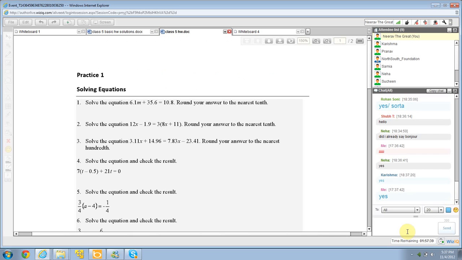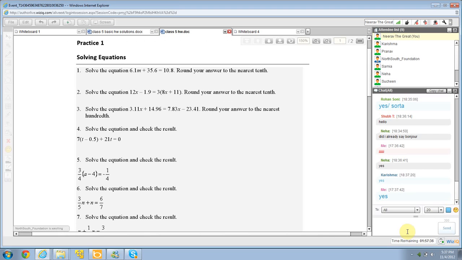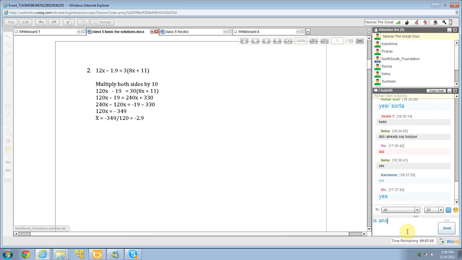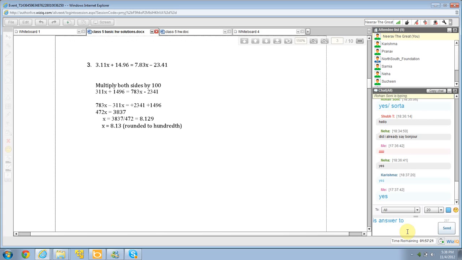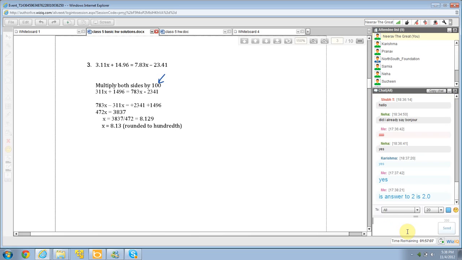Solve the equation 3.11x plus 14.96 equals 7.83x minus 23.41. Round your answer to the nearest hundredth. Now we're moving from tenths to hundredths. Since we're working with two decimal places, we'll multiply by 100, so that there are no decimal places. You have 311x plus 1,496 equals 783x minus 2,341.